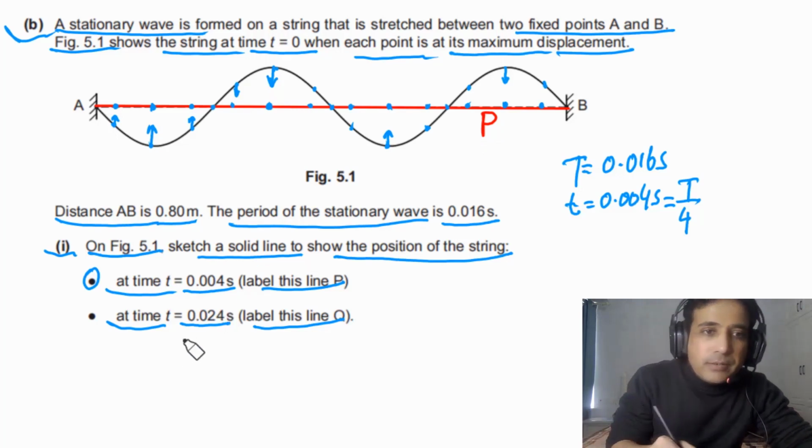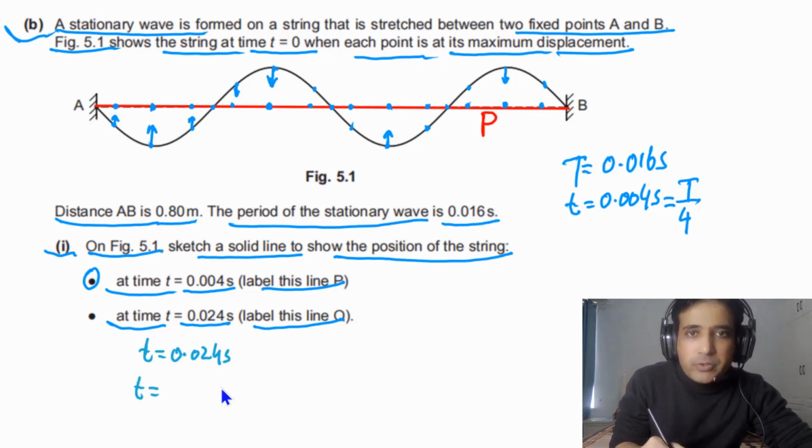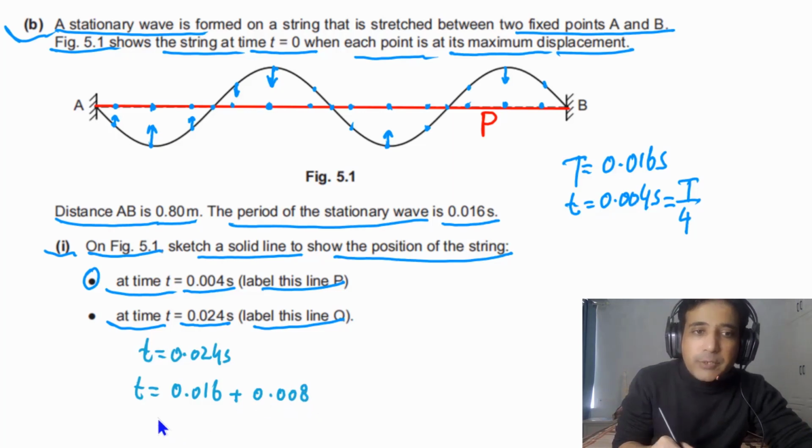Here we need to understand t is given to us. This t is equal to 0.024 seconds. We can write this in terms of time period. Time period is equal to 0.0016, plus we have 0.008. So this is T by 2. So we can simply say we have 1T plus we have T by 2. So this is the thing you need to understand.